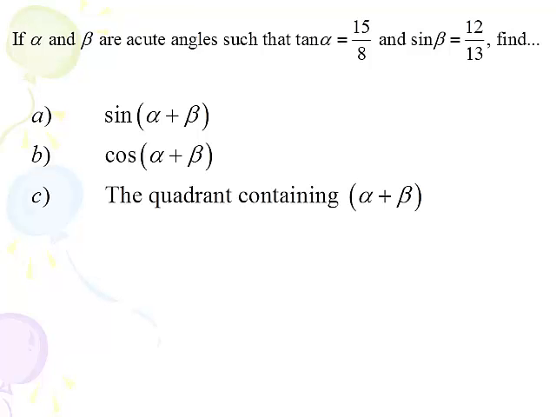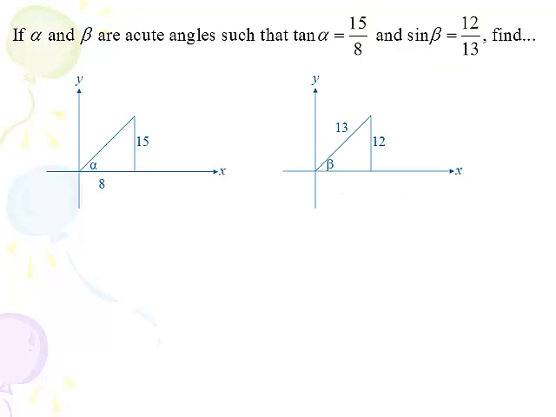We can do that without actually using the formula. So let's get started on this. The first thing we do is we notice that alpha and beta are acute angles. That means they're in quadrant 1. So we want to build the triangle up in the correct quadrant, which is quadrant 1. We also have some information about alpha. The tangent is 15 over 8, so that's opposite over adjacent, 15 over 8. And if I look at beta, the sine of beta is 12/13, that's opposite over hypotenuse.